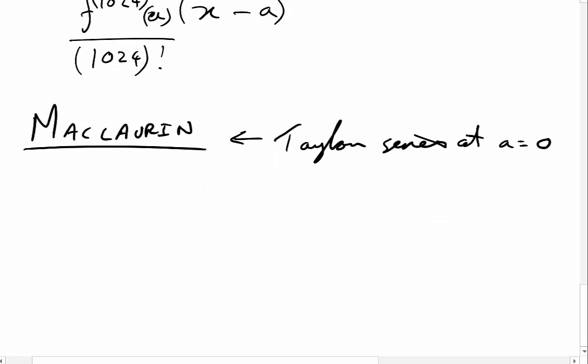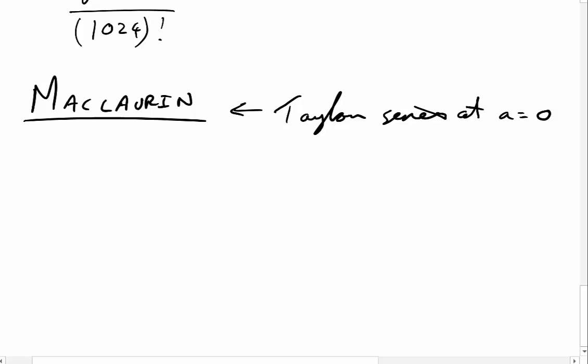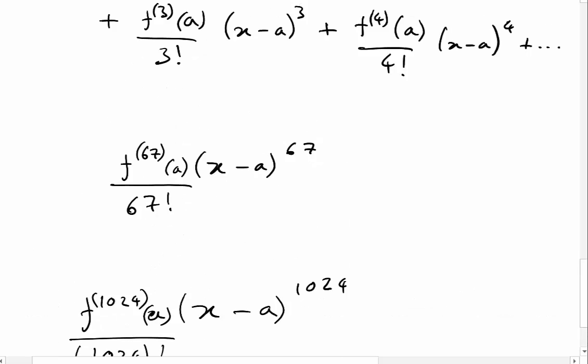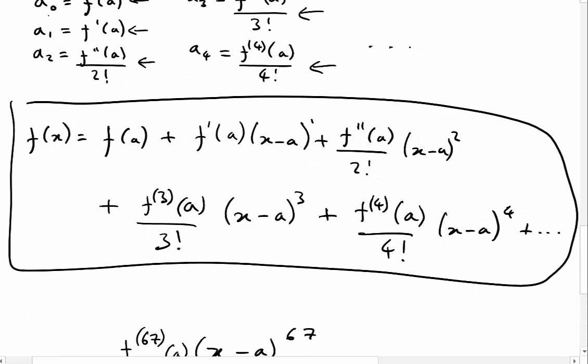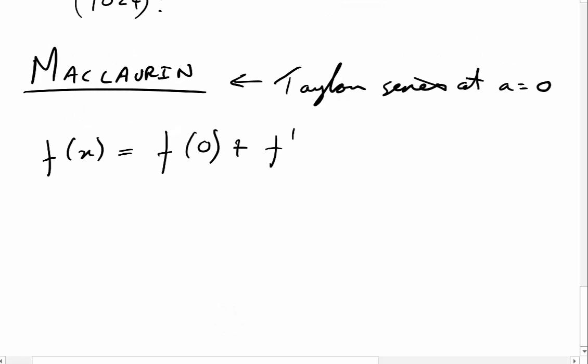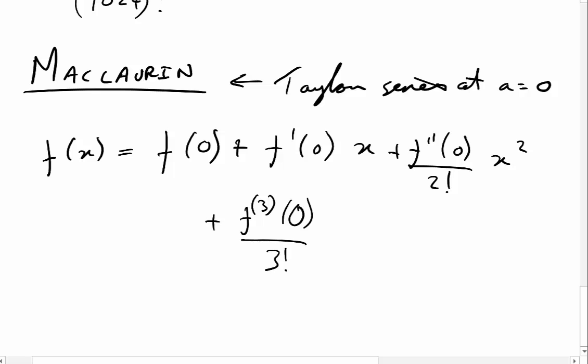Maclaurin actually came up with it afterwards, but they gave him the name, so you may think, well, it's a bit of a cheat, isn't it? Taylor did all the hard work. He came up with this series here. Then Maclaurin came along and said, if you stick a equals zero into that, you just get f of x equals f of 0 plus f dash of 0 times x, plus f double dash of 0 over 2 factorial times x squared, plus f triple dash of 0 over 3 factorial times x cubed, plus f4 of 0 over 4 factorial times x to the 4, and so on, so on.